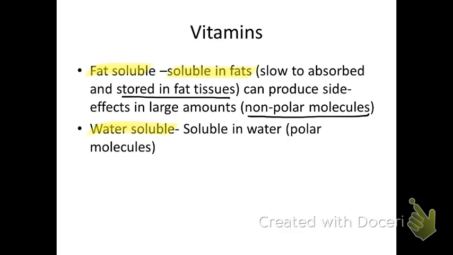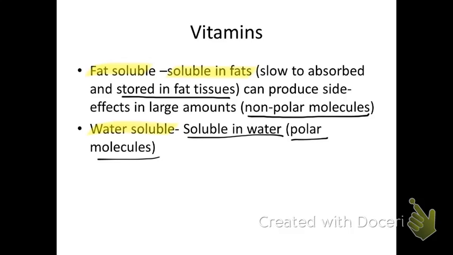Okay. Now, a complication to make note of is that in large quantities, fat-soluble vitamins can be detrimental to our health. So we need to limit the amount of fat-soluble vitamins that we take into our body. Whereas water-soluble vitamins, as the name implies, are soluble in water because they're polar molecules.